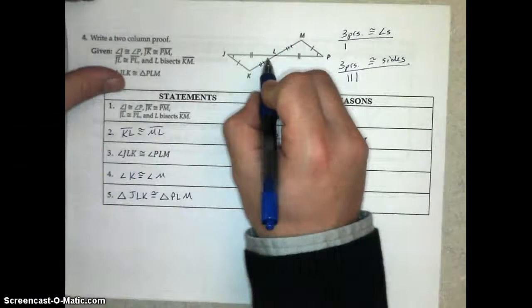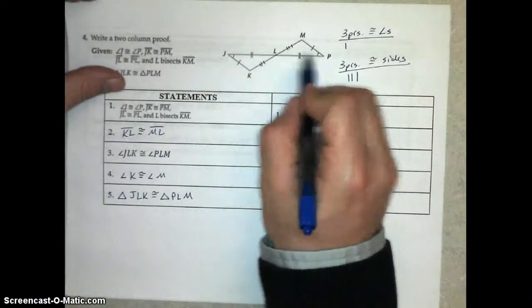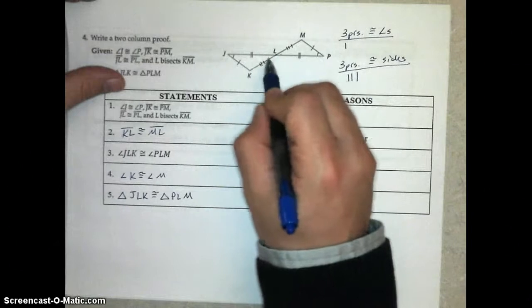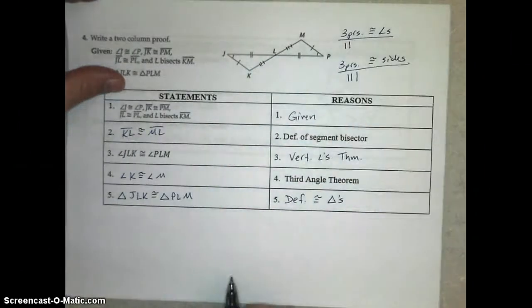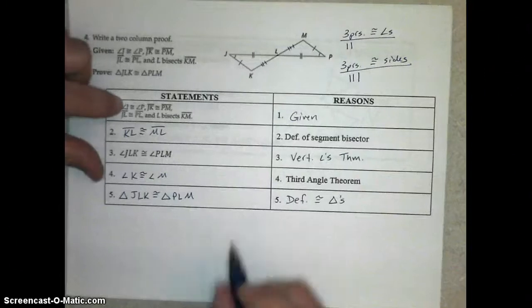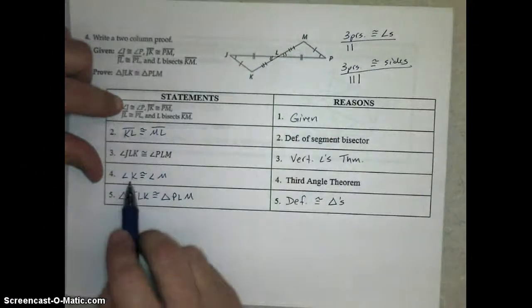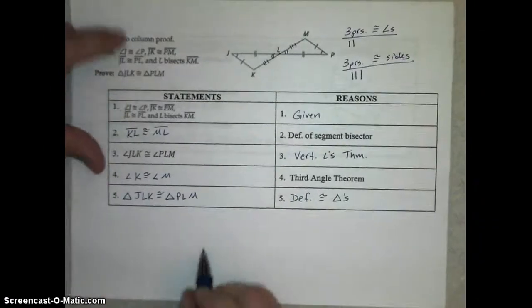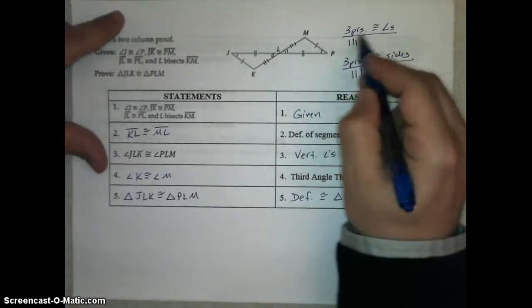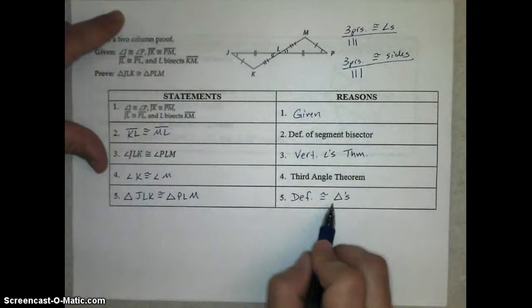Then I can go to talking about these angles, JLK and PLM. JLK and PLM are those 2 angles with a vertex at L. Those are congruent because they're vertical angles by the vertical angles theorem. So there's a second pair of congruent angles other than the given. And because I now have 2 pairs of congruent angles in both triangles, I know the third pair of angles, K and M, have to be congruent by the third angles theorem. That takes care of 3 congruent angle pairs and 3 congruent side pairs, so the triangles are congruent by definition.